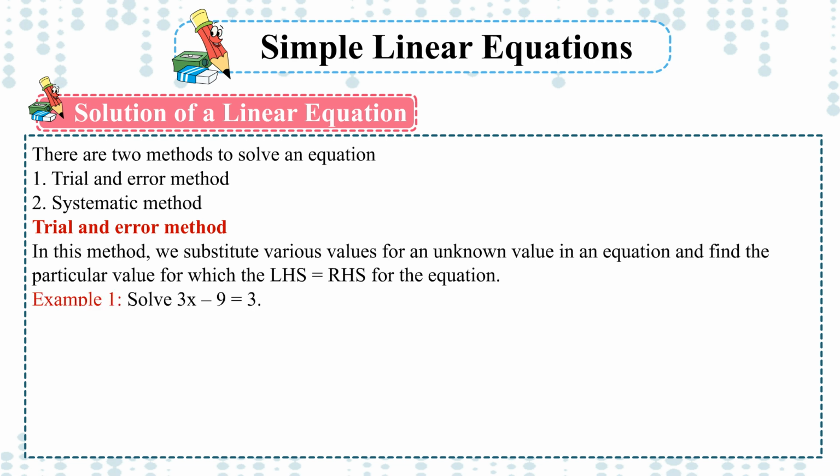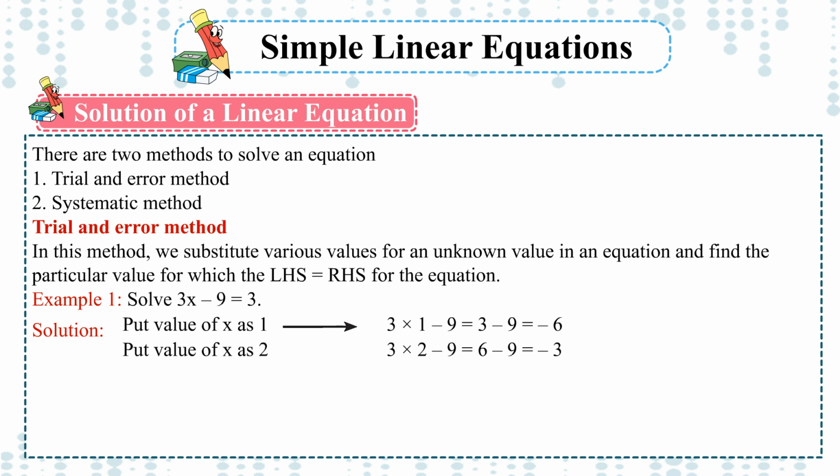Example 1. Solve 3x minus 9 is equal to 3. Solution. Put value of x as 1. 3 multiply 1 minus 9 is equal to 3 minus 9, which is equal to minus 6. Put value of x as 2. 3 multiply 2 minus 9 is equal to 6 minus 9, which is equal to minus 3. Put value of x as 3. 3 multiply 3 minus 9 is equal to 9 minus 9, which is equal to 0.